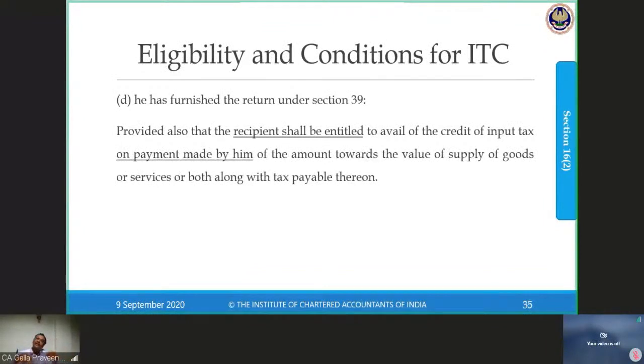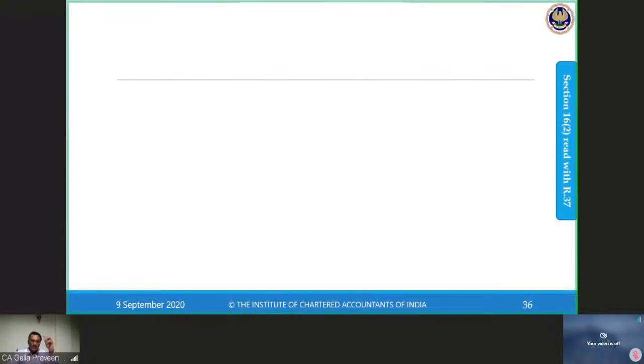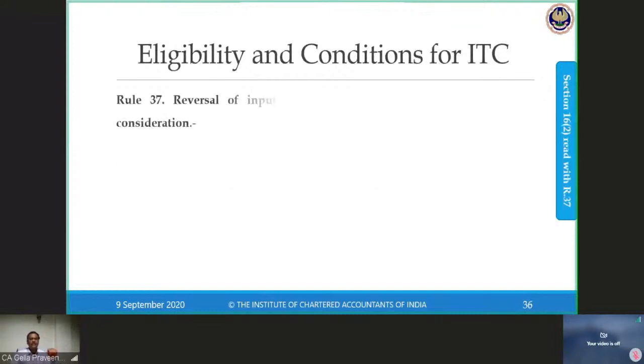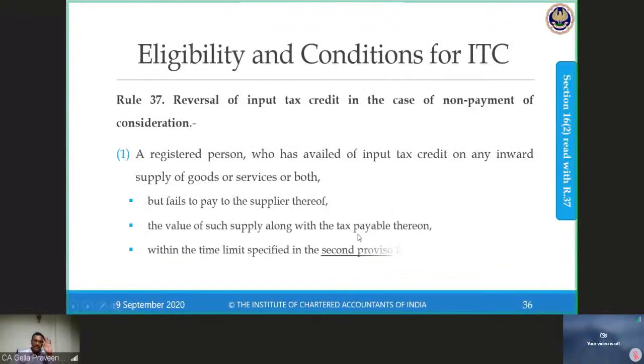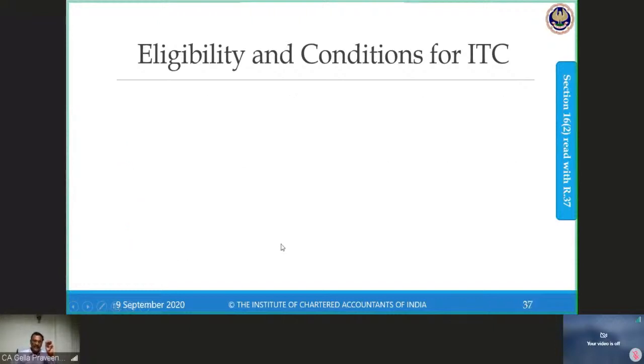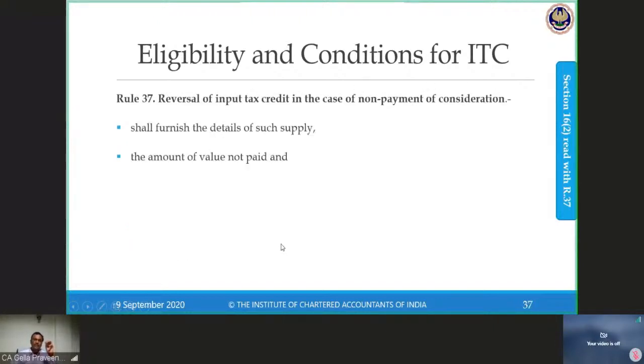Now, sir, if I have reversed that particular tax, what will happen to my credit? Can I take it subsequently when I pay? This provision says don't worry. If you make the payment to the supplier subsequently, you can take the input tax credit. So this Rule 36, Section 16(2)(d) should be read with Rule 37. Rule 37 says that if you have failed to pay the supplier the value of supply along with tax within a period of 180 days, then you need to reverse that particular tax.